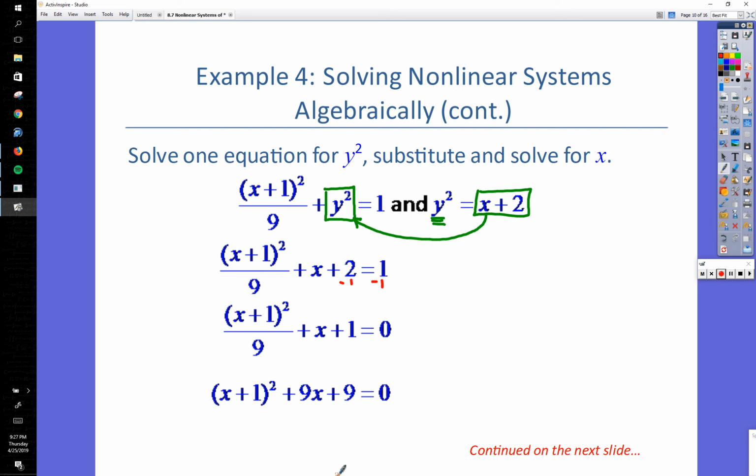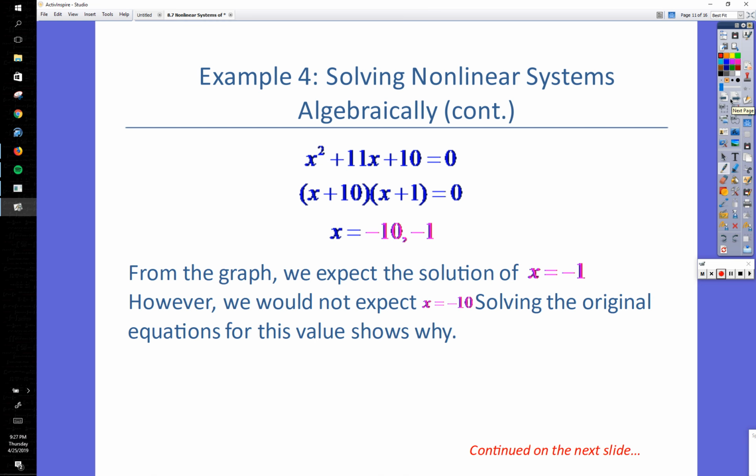At that point, I'm just like you. If I can avoid fractions, I'm going to. And so I'm going to multiply every single term by 9. That eliminates my 9 here. It gives me a 9x. It gives me a 9. And then 0 times 9 is still 0. Now it allows me to FOIL and combine like terms. And I'll do that on the next slide.